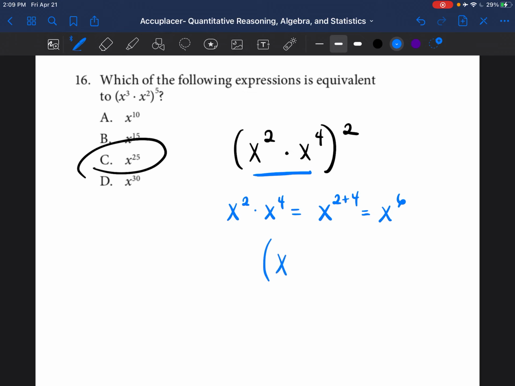So we're going to go ahead and replace x to the 6th power in the parentheses, and we're going to put 2 on the outside. And now that we have a parentheses separating it, we're going to just multiply those two numbers. So 6 times 2 is 12, so it'll be x to the 12th power.